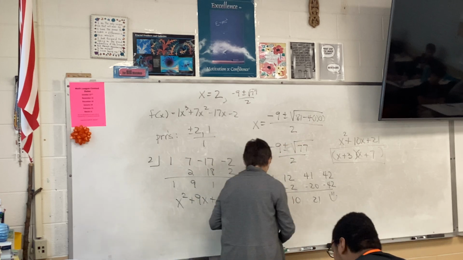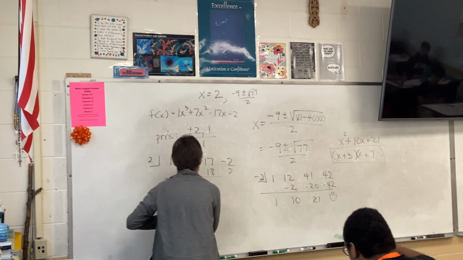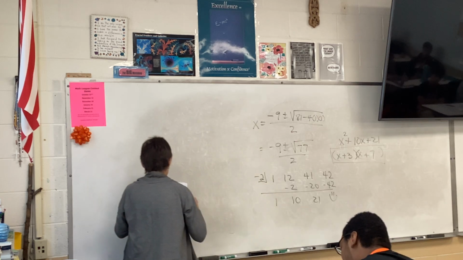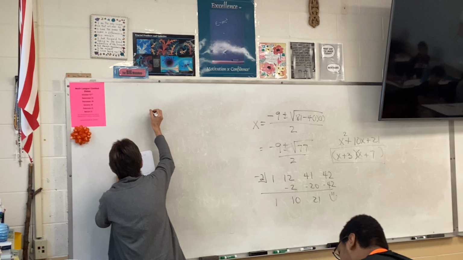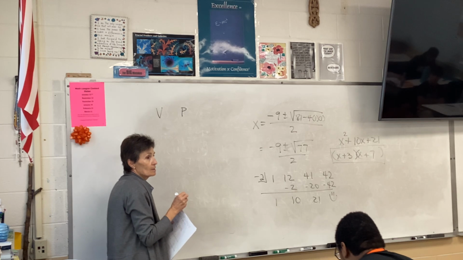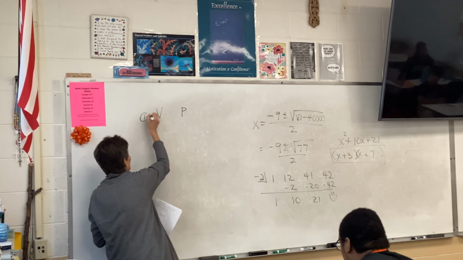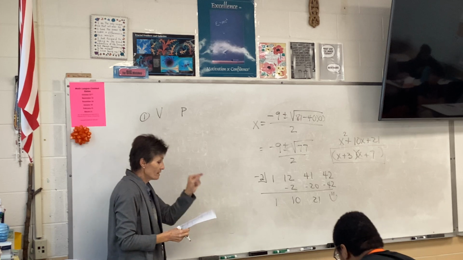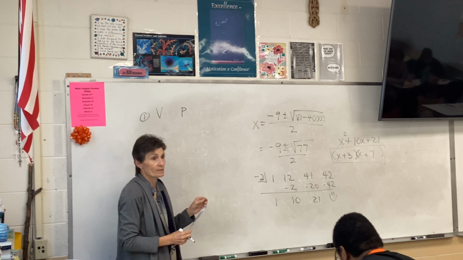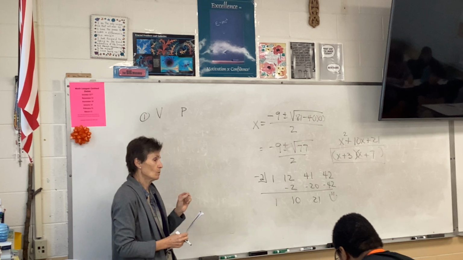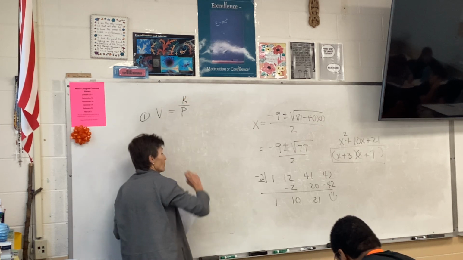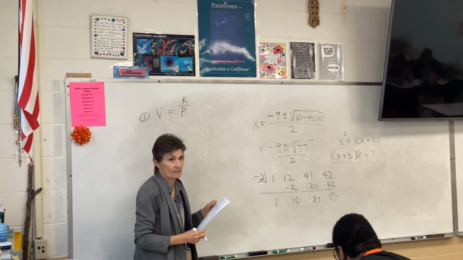All right, number 11. I got volume and pressure. So step one is I'm going to write an equation. Volume varies inversely as pressure. Is that going to be V equals KP or V equals K over P? K over P. Boys and girls, those are your only options, okay?